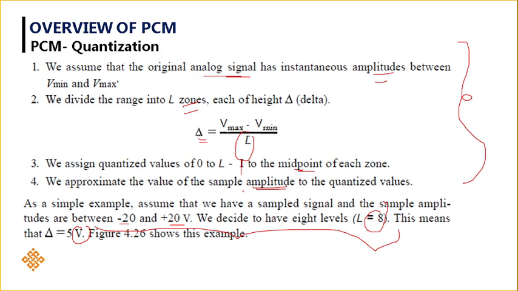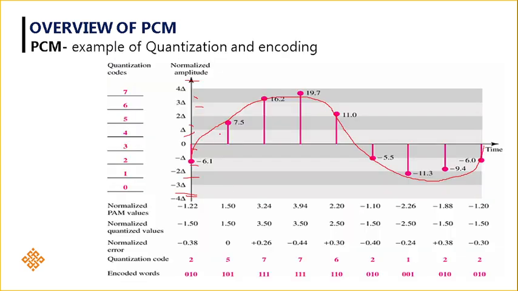And then we need to calculate the quantized values. So these three things we have done. This is our first step, where we need to sample the data. The second step is we need to take the 8 zones. And the third step is we need to assign the quantized values, 0 to 7, to the midpoint of each zone. Now let us calculate the quantized values.